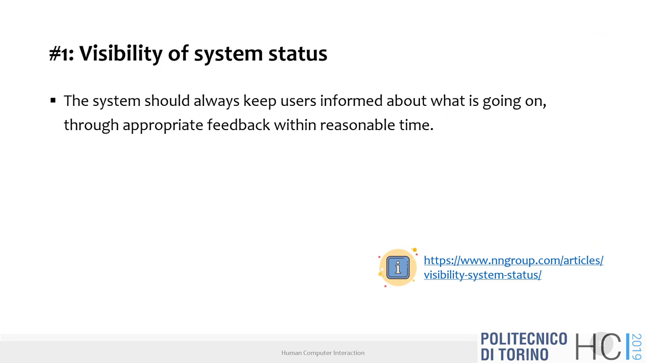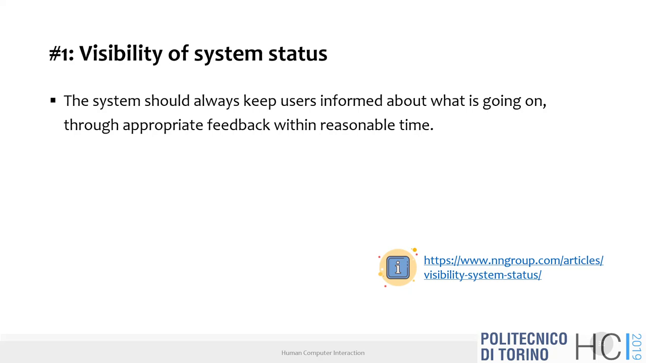So this is the actual initial text declared by Nielsen on his website about the content of the guideline. Guideline number one is, the system should always keep users informed about what is going on through appropriate feedback within reasonable time. So basically, it implements two principles, visibility and feedback. So we are converting the general principles into specific things to look for, because the heuristics should be more operational, no? Should be easy to check.